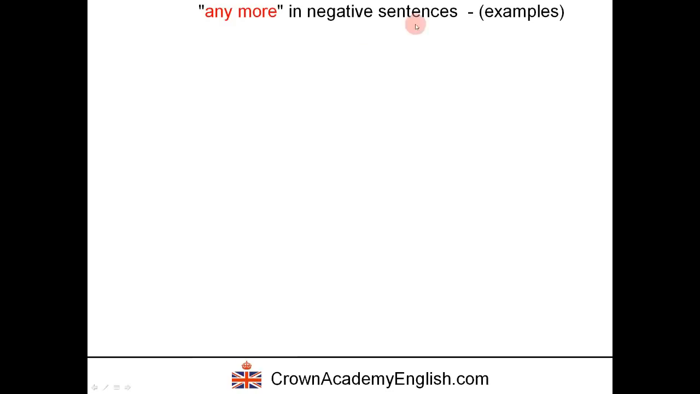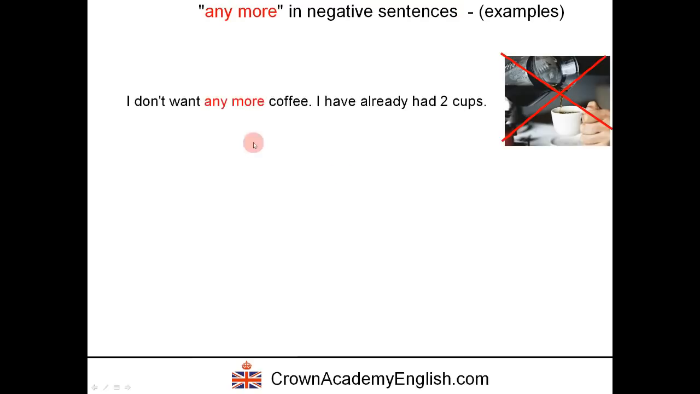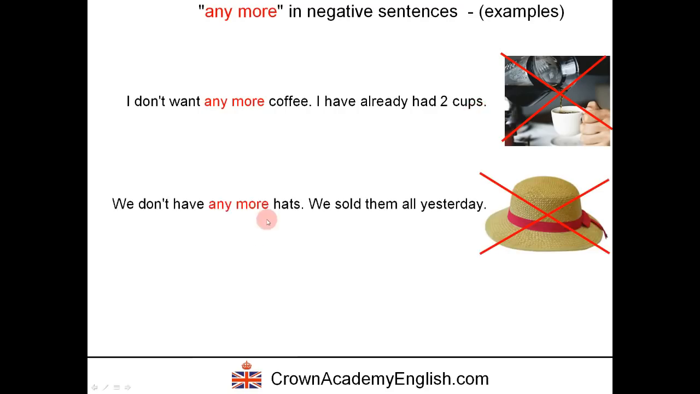Any more in negative sentences. So here are some more examples of negative sentences. I don't want any more coffee. I have already had 2 cups. Okay, so this is a negative. I don't want even one more cup of coffee. I have already had 2 cups. We don't have any more hats. We sold them all yesterday.